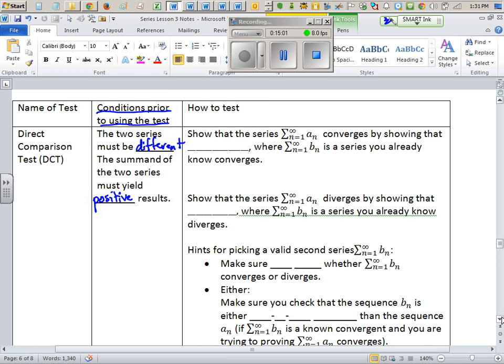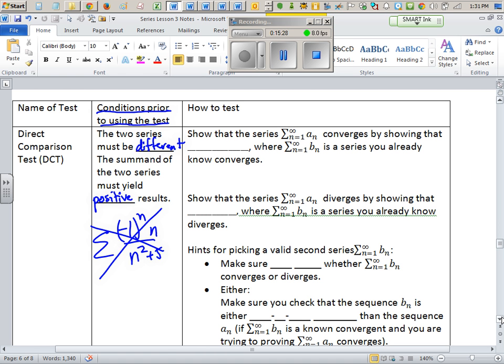Please do not use a direct comparison test on a problem like this one. This is not a good candidate for the comparison test. It has some negative terms in it. In fact, every other term is negative. So please do not use a comparison test with that problem. Let's go to the right side, how to do the test.